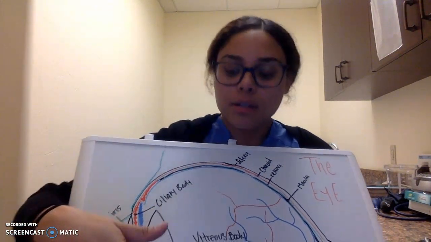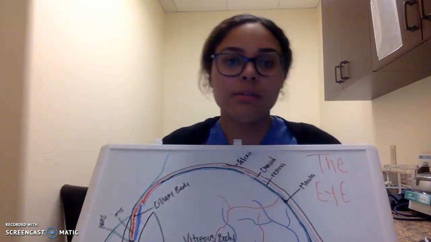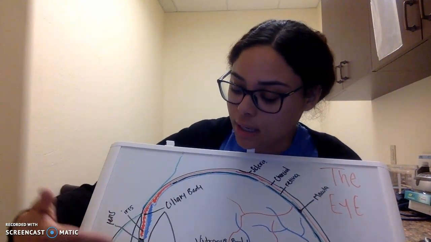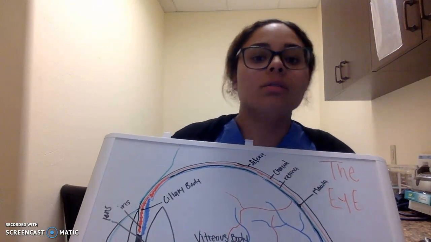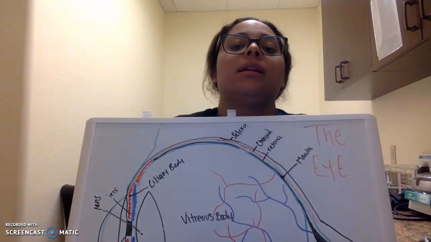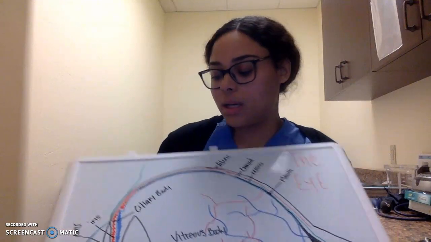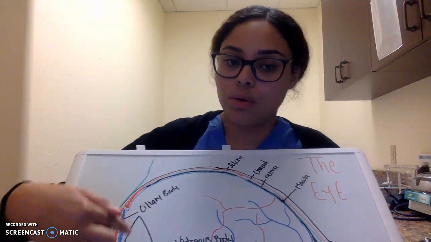And then the anterior chamber is the front part of the eye between the cornea and the iris. And it also controls the amount of light that enters the eye by opening and closing the pupil.